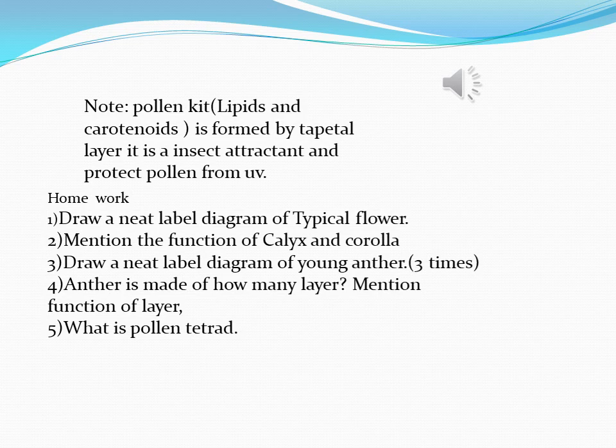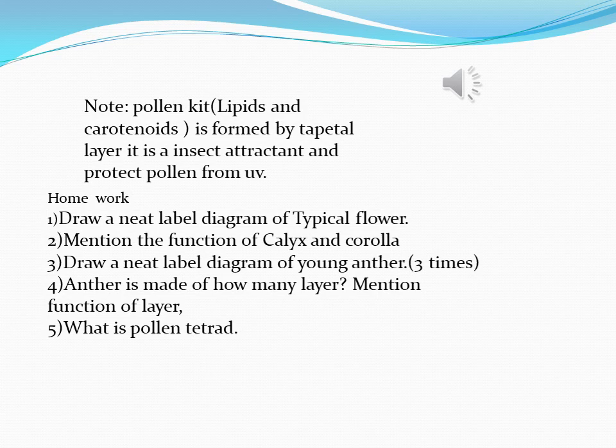Okay. So now in this slide we will focus on one more thing, that is pollenkitt. Pollenkitt is made up of lipids and carotenoids. It is formed by the tapetal layer. Now what is the use of this pollenkitt? It will attract the insects, and it will give protection from UV to the pollen.